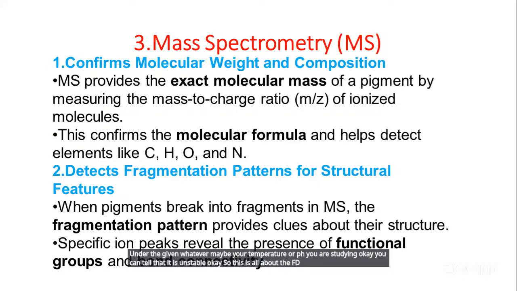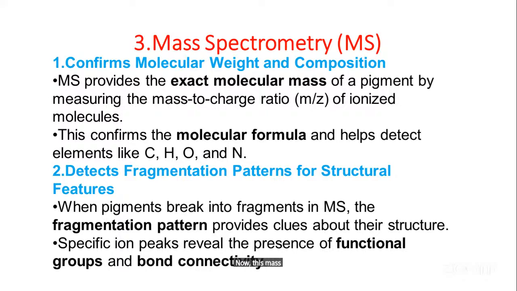Now, the third technique which is useful in the characterization is mass spectrometry. This mass spectrometry is helpful in determining the exact molecular mass or molecular weight and molecular formula of the pigment, by measuring the mass to charge ratio of the ionized molecule. So by using mass spectrometry, we can determine the exact molecular mass and molecular formula.